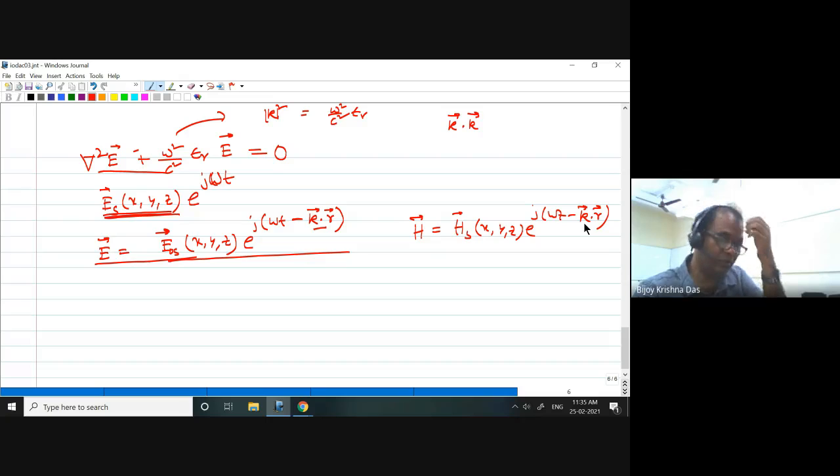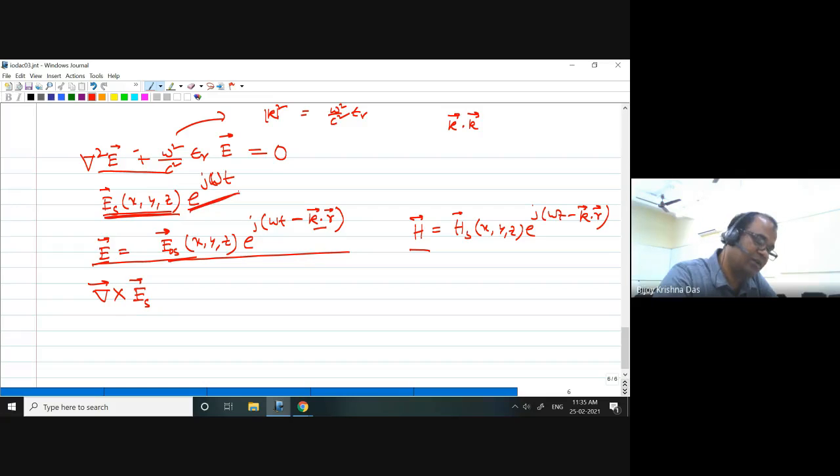Suppose I want to know the relationship, because I now have three vectors, the E vector, H vector and K vector, along with a position vector at a particular position. Now if I go back to Maxwell's curl equation, the first equation, you can write it simply like this, keeping in mind the fact that only one frequency is involved.